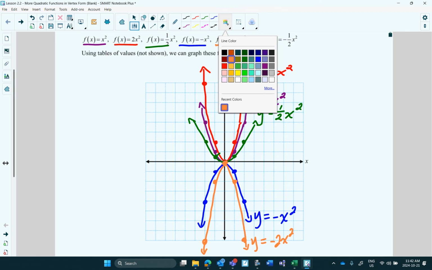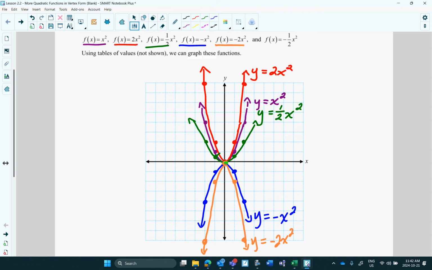And then finally, I guess we go neon green. Negative a half x squared tells me I'm going down because it's negative. 1 across, half down. 2 across, half of 4 down, or 2 down. And it looks like this. That's y equals negative a half x squared.